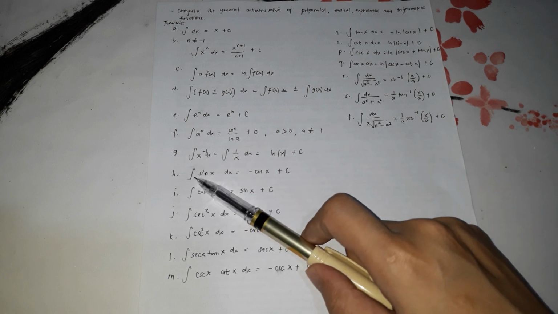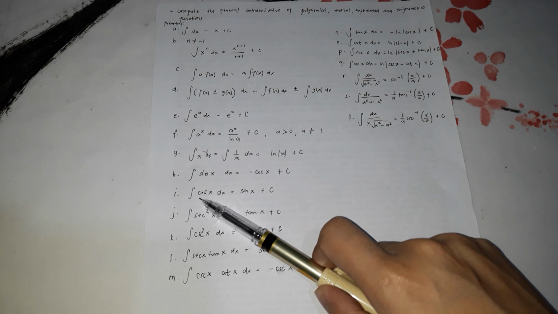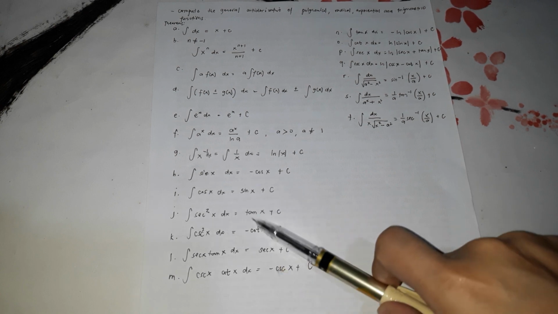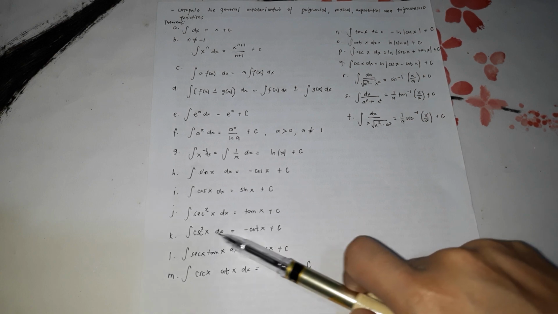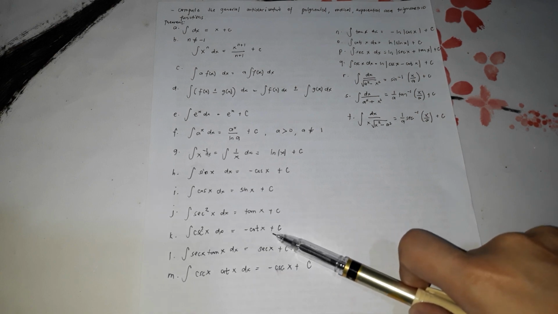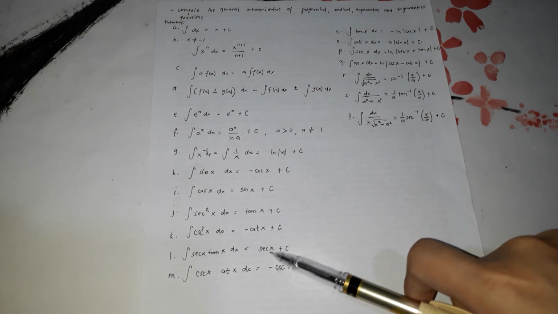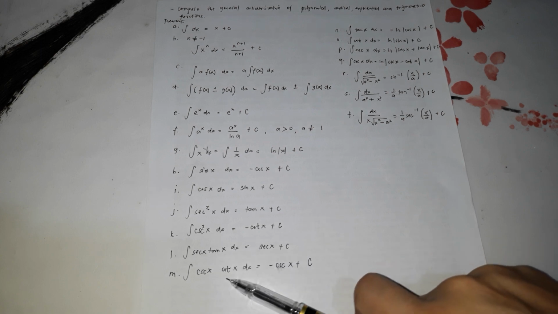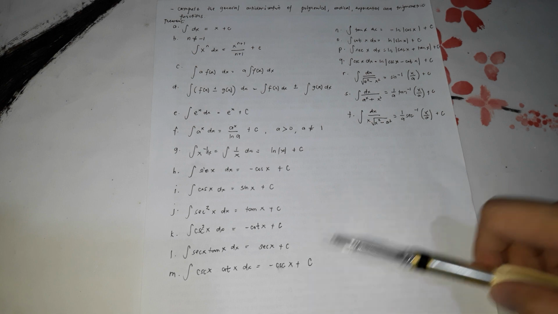The antiderivative of sine x is negative cosine x. For cosine x it is sine x. For secant squared x it is tan x. Cosecant squared x is equal to negative cotangent x. Secant x tan x dx is equal to secant x plus c. Cosecant x cotangent x is equal to negative cosecant x plus c.